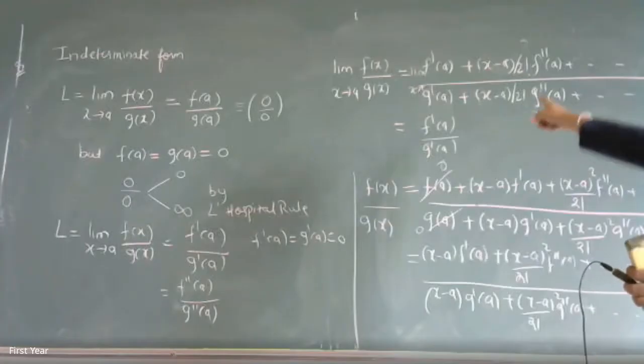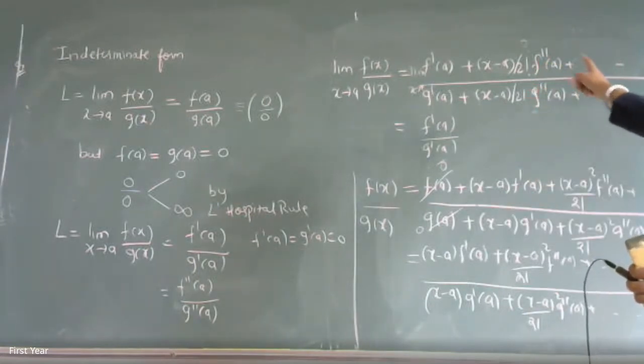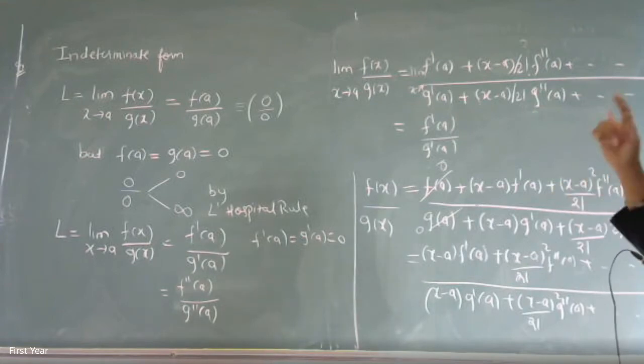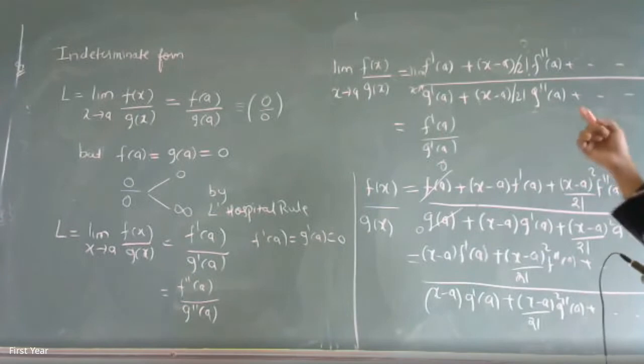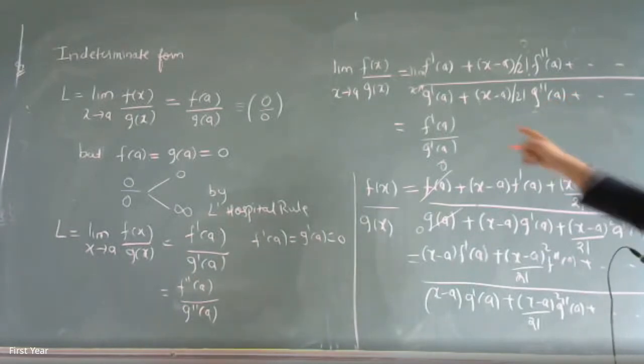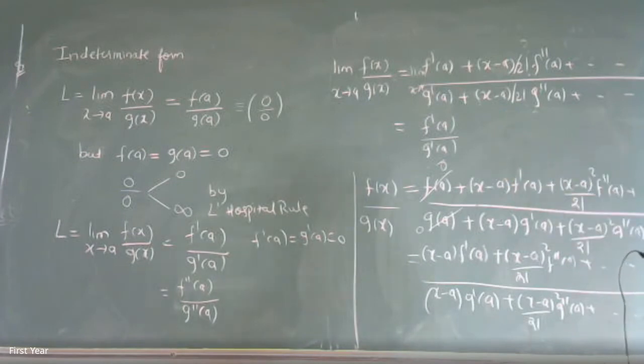So what we are doing, when I substitute x is equal to a, the numerator second term onwards is becoming 0 because everyone has x minus a. So after putting a in place of x, a minus a will become 0. In the denominator also, except g dash of a, all other terms will become 0. So what will remain is only f dash of a by g dash of a. Clear, everyone? Online students?